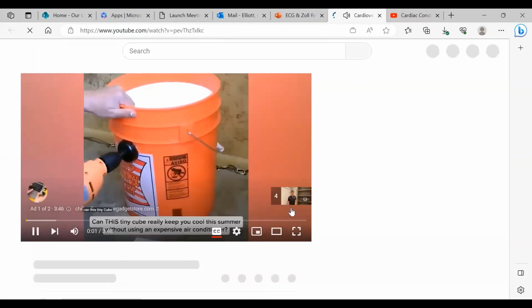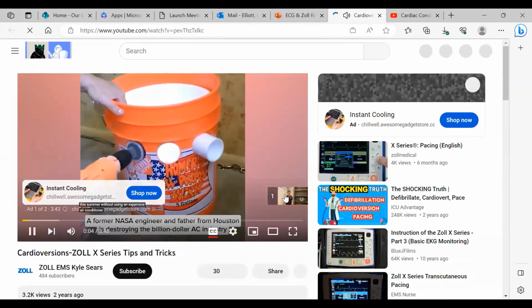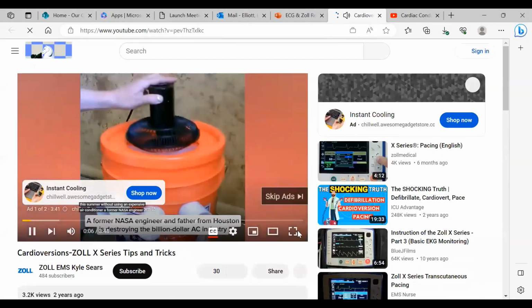Can this tiny cube really keep you cool this summer without using an expensive air conditioner? A former NASA engineer. Anyways, from Zoll Medical.